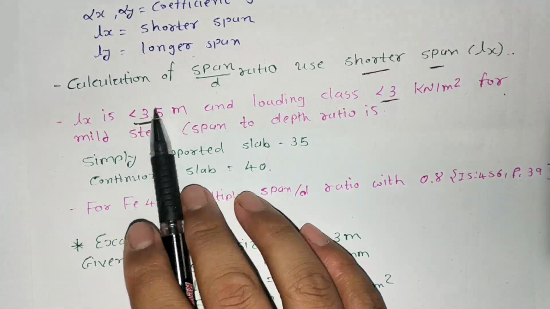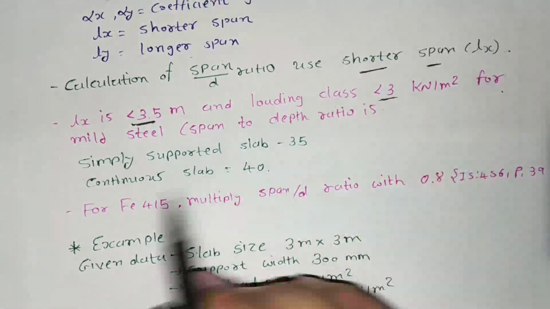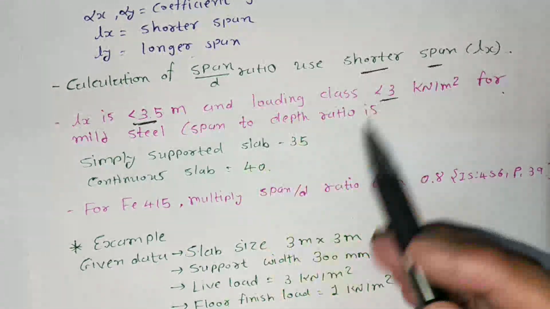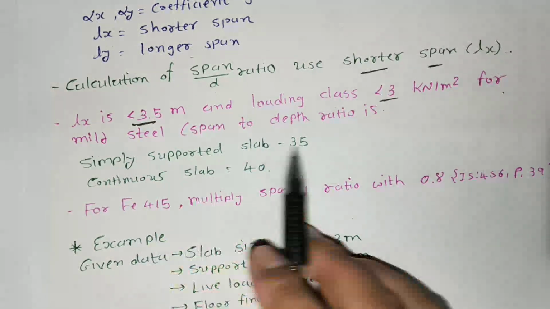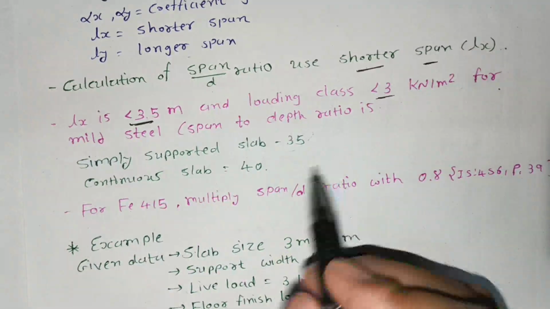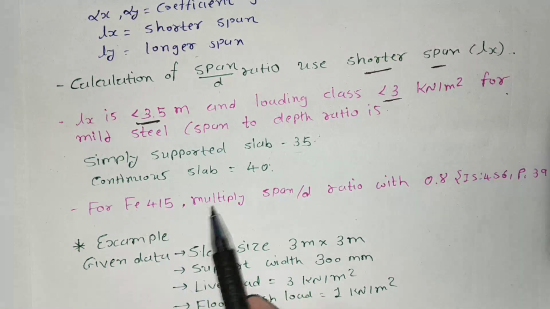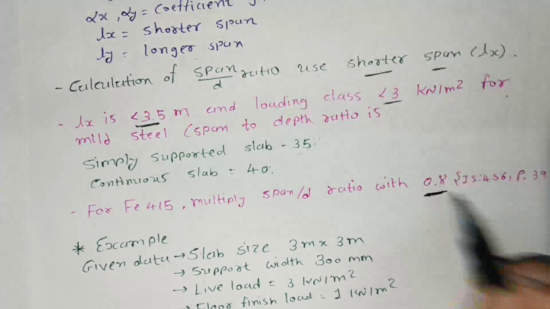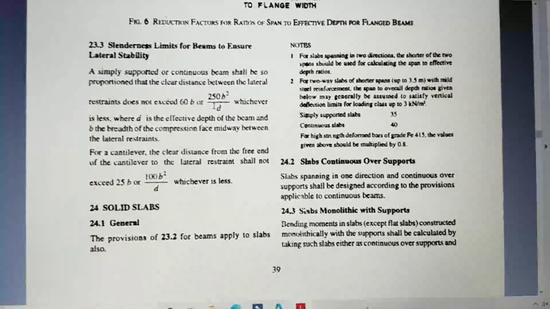If Lx is less than 3.5 and loading class is less than 3, we have to use multiply for the calculation of span by D ratio. Simply supported slab 35 and continuous 40. And if Fe415, then multiply span by D ratio with 0.8. This condition is given in IS Properties page number 39.